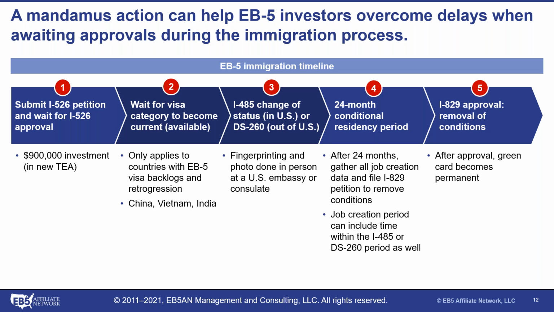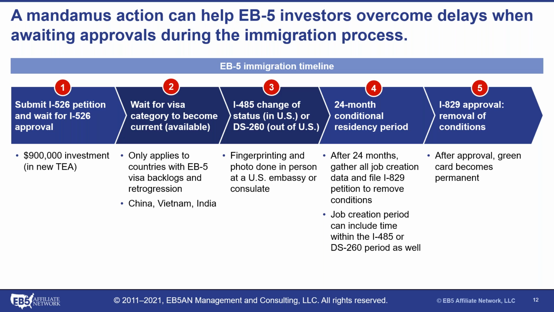So there are basically 5 major steps in the process. Initially, submitting the I-526 petition, waiting for approval. Then second step, waiting for the visa category to become available or current, essentially. This is primarily an issue for investors from China, Vietnam currently, and potentially India in the future.